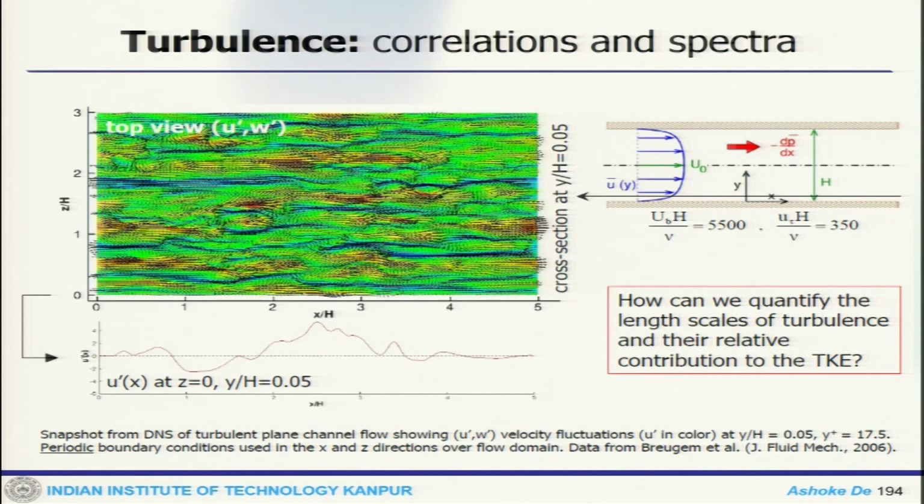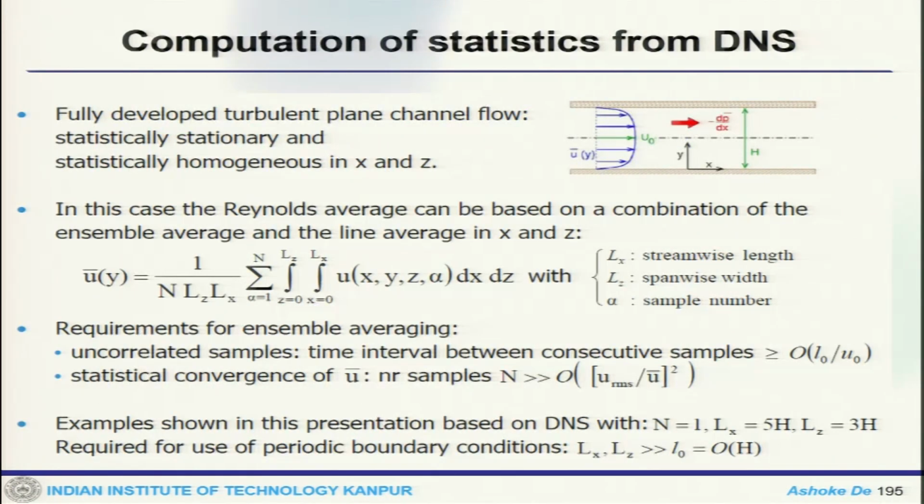This is an image of a DNS calculation for channel flow, where this is the Reynolds number and this is the turbulent Re tau. This is fully developed channel flow, so it will be statistically stationary and also statistically homogeneous in both the x and z directions.